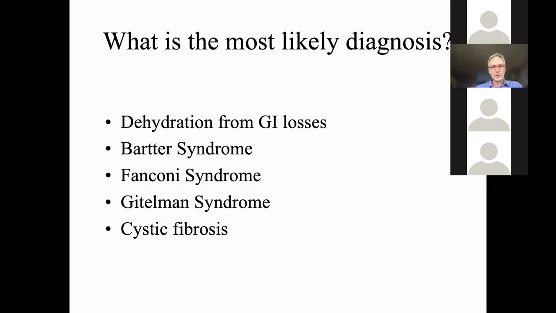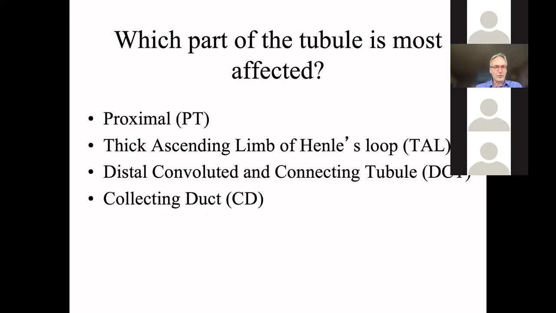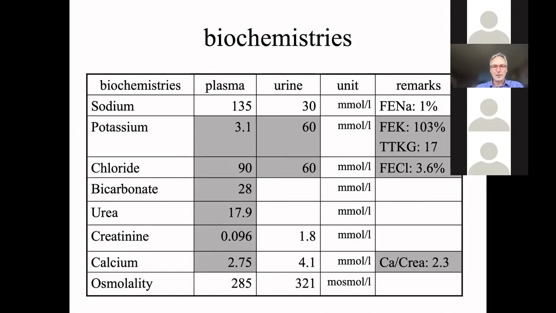So what's the most likely diagnosis? Is this dehydration from gastrointestinal losses? Is this Bartter syndrome? Is this Fanconi syndrome? Is this Gitelman syndrome? Is this cystic fibrosis? And which tubular segment is affected? And the answer, of course, is that this is classic antenatal Bartter syndrome, which is a disorder of the thick ascending limb.